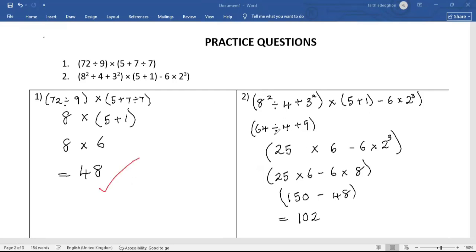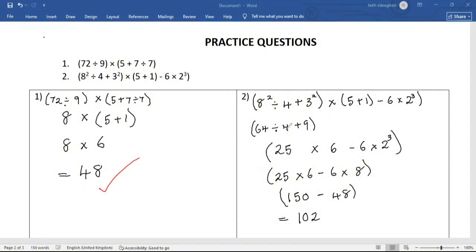Number 2, the question: bracket 8 square, divide by 4 plus 3 square, close your bracket, times 5 plus 1 minus 6 times 2 cube. So you start with the bracket. We'll start with the bracket 8 square, divide by 4 plus 3 square. So start with your exponents. 8 square is 64. Then 3 square there is 9.